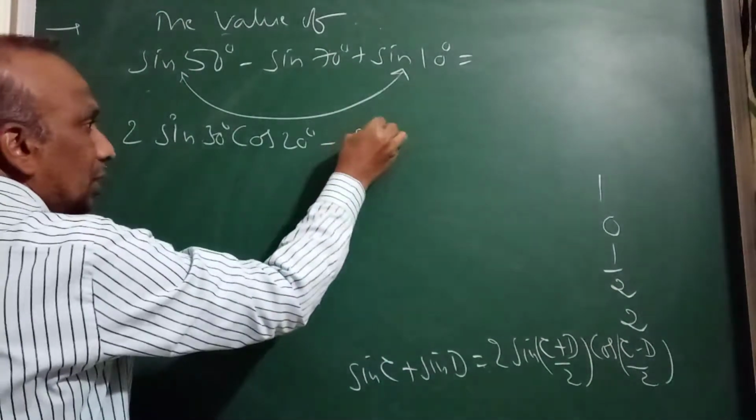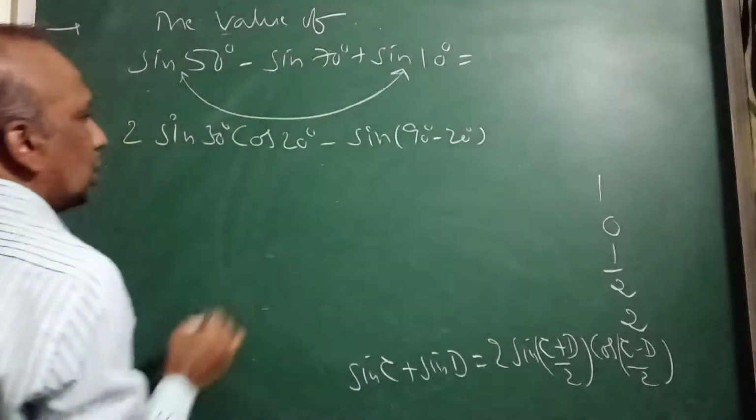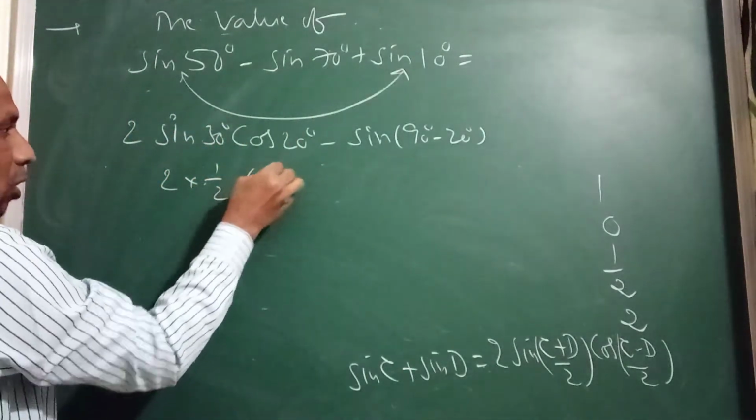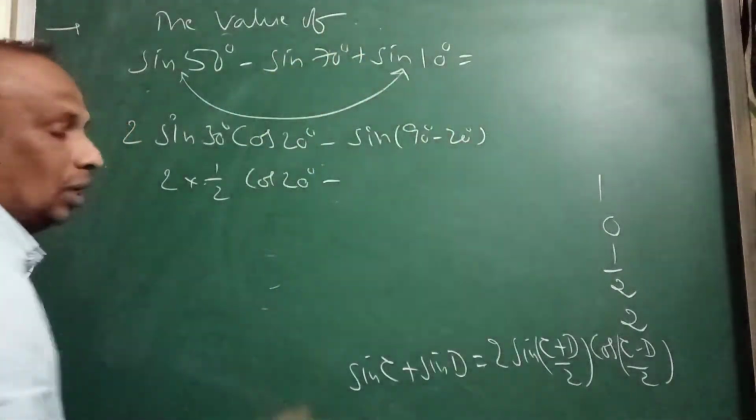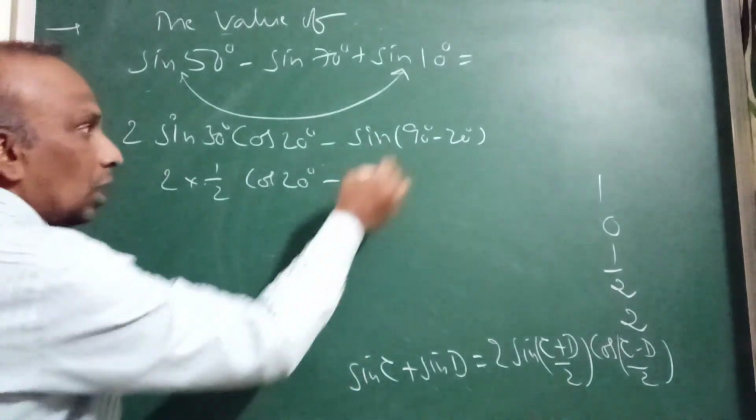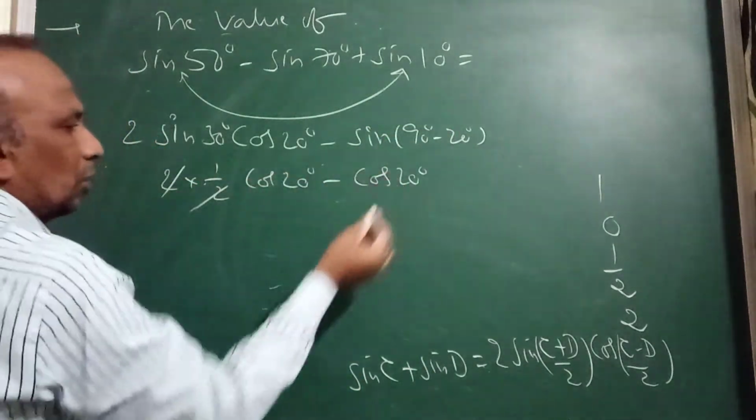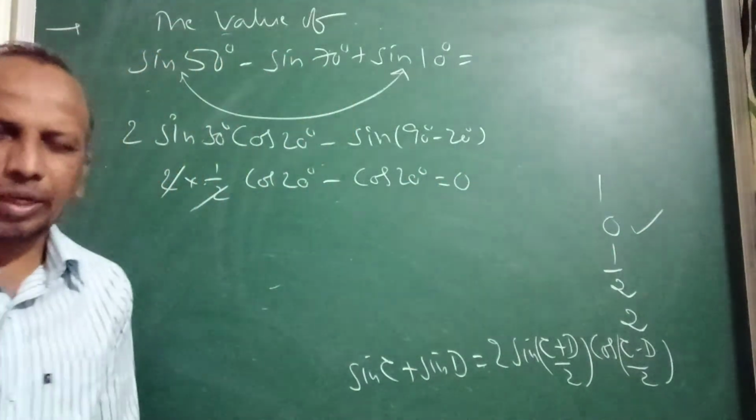So sin 70, can I replace this with sin of 90 minus 20? Now sin 30, so 2 into 1 by 2, cos 20. Sin 90 minus theta is cos theta, first quadrant. So it will be cos 20 degrees. Cos 20 minus cos 20, 0. This answer is 0. Right.